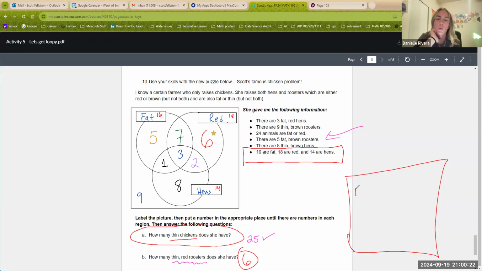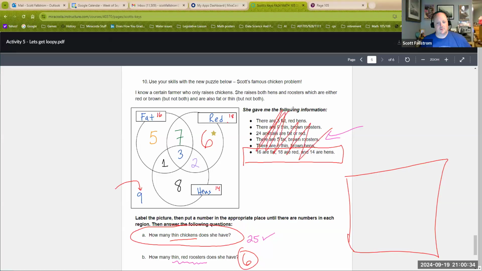So that, yeah. What was the 9? What would you say for those? They were brown. Okay, they were brown. How do you know they're brown? Up there in the clues. There are 9 thin, look at, brown, ignore this. Look at the picture. Tell me how you know they're brown. Because they're not in red.